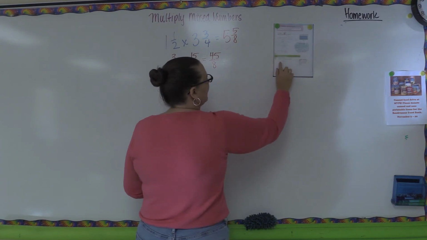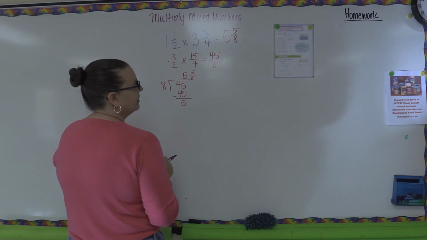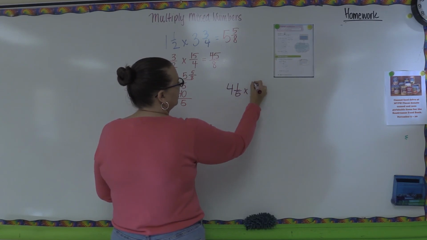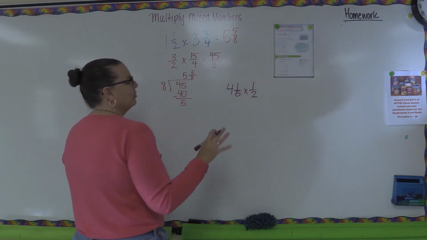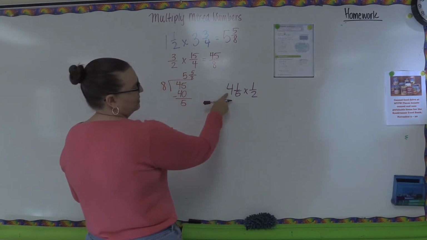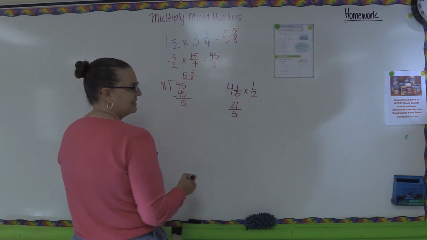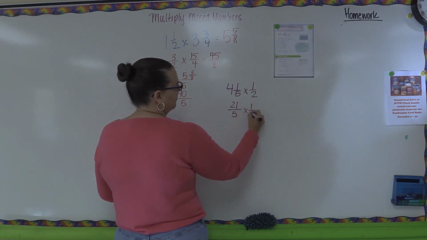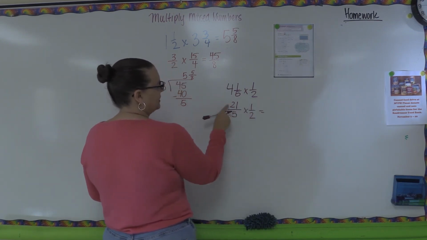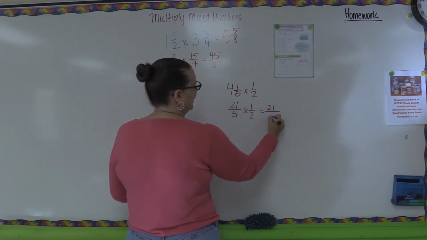Let's go ahead and practice down here at the bottom with number 1 in the guided practice. If we have 4 1/5 times 1/2, we're going to do the same thing. We're going to take this mixed number and turn it into an improper fraction. So 5 times 4 is 20. 20 plus 1 is 21. Denominator stays the same. And 1/2 is just fine for us to work with. We don't have to do anything to that one. Now you just have to multiply across. 21 times 1 is 21. 5 times 2 is 10.